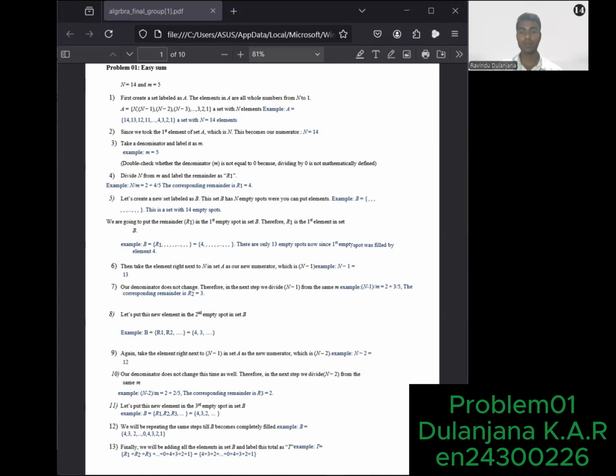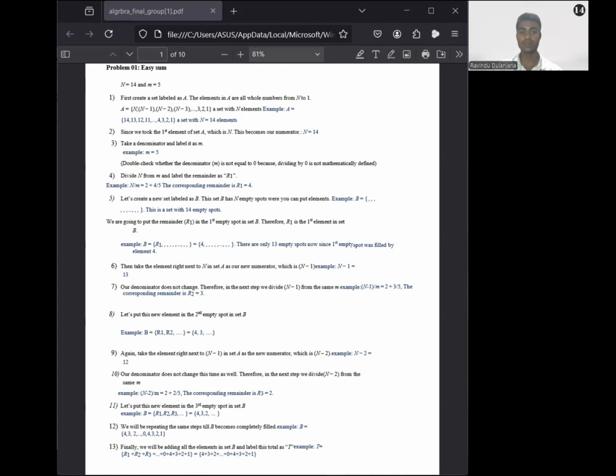I'm going to explain the first problem of the problem set, the easy sum. Step 1. You start with the set called A. It contains all whole numbers from n to 1. For example, if n equals 14, then the set is 14, 13, 12, and so on down to 2, 1.